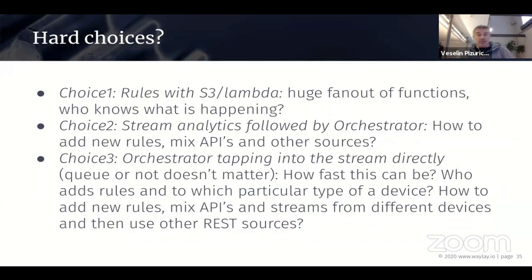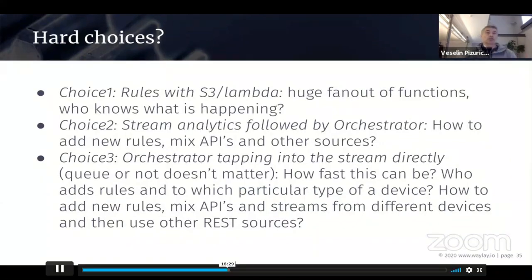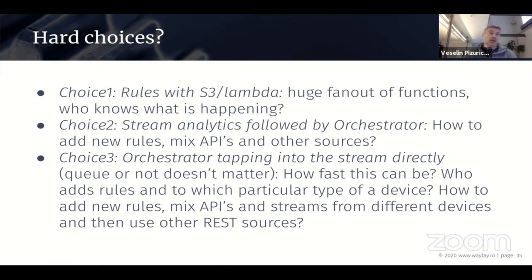So what are the hard choices? Choice one is that you do the rules with S3 and lambdas, and you have a huge fan out of functions. And who knows what's happening? Choice two is to do the stream analytics, followed by an orchestrator. How then do you add new rules? How do you mix APIs and how do you add other sources? It's a problem. Or choice three, where you do the orchestration topic into the stream directly.